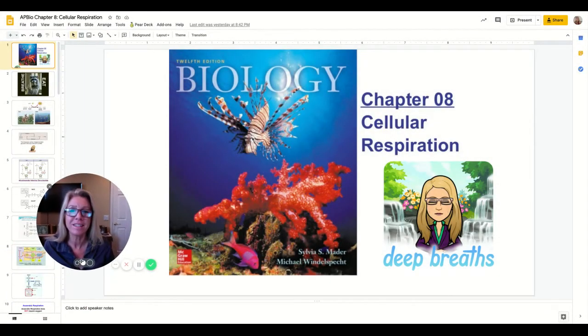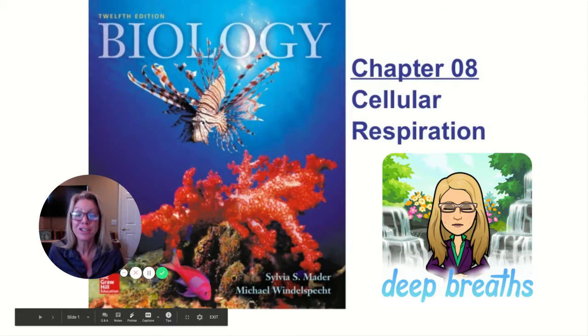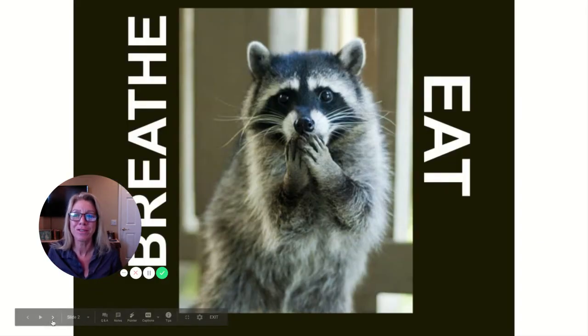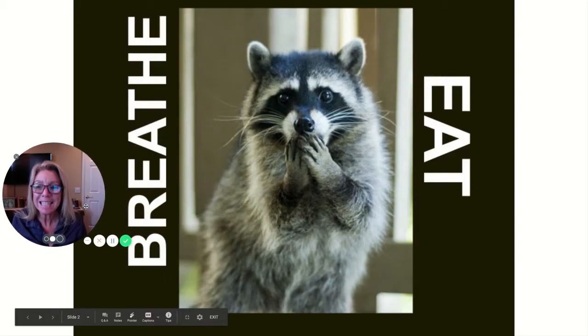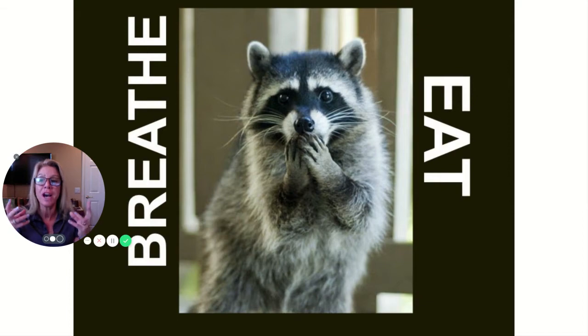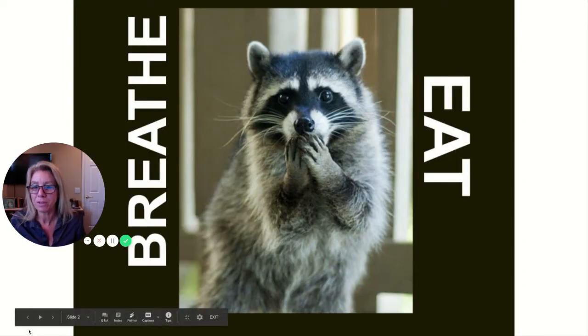And you can see here I said deep breaths, because the most efficient way to do cellular respiration is aerobically with oxygen. Okay, so in the overview, I'm going to focus on the most efficient way, aerobic respiration. So we eat food, so we can break down the food and release the energy out of the bonds of the food, and we can transfer that energy into ATP. And the best way to do that is with oxygen, and that's why we breathe.